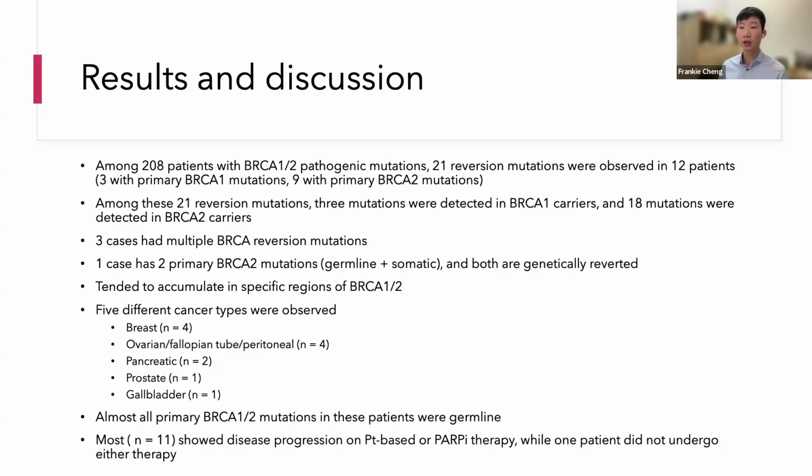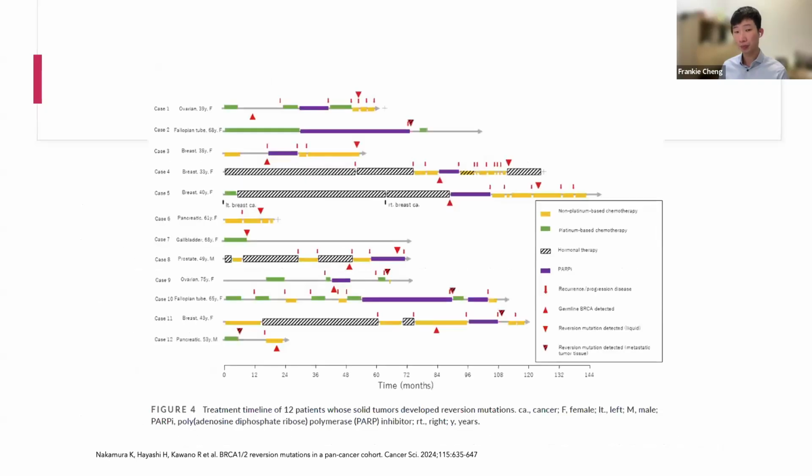And almost all primary BRCA1 or 2 mutations in these patients were germline. And most show disease progression while on platinum-based or PARP inhibitor therapy, as we have discussed in the concept of acquired resistance. But there's notably one patient who did not undergo either therapy. So this is just a timeline to illustrate the disease trajectory of these patients. We can see that most of them develop recurrence or progressive disease while on the platinum-based and PARP inhibitor therapy, and later somewhere along the disease management they are found to have a reversion mutation.